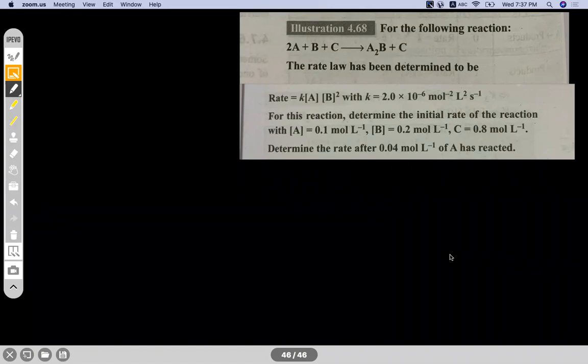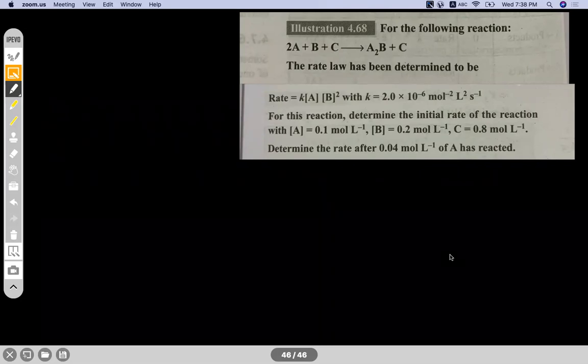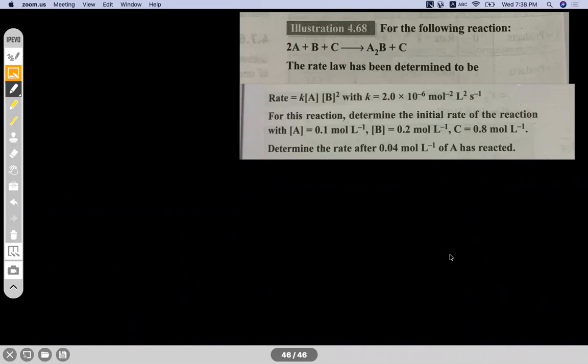What is the initial rate you are getting? Yeah, initial rate is fine, 8 into 10 to the power minus 9. That's correct. Determine the rate after 0.04 mole per liter of A has been reacted. 3.88 into 10 to the power minus 9. That's correct. Yeah, 3.88 into 10 to the power minus 9 is correct.